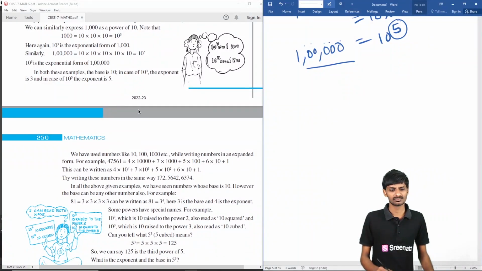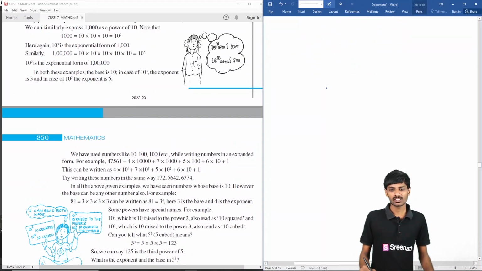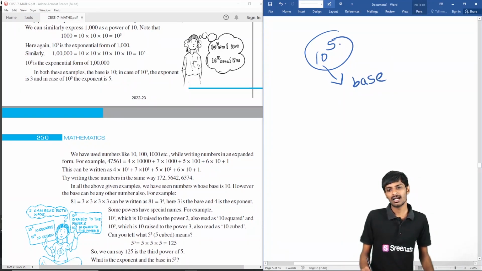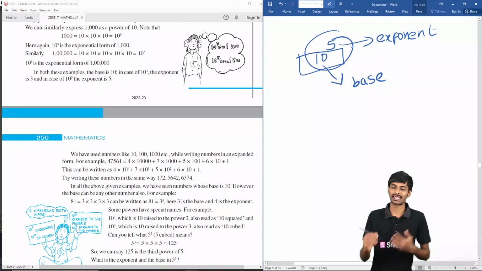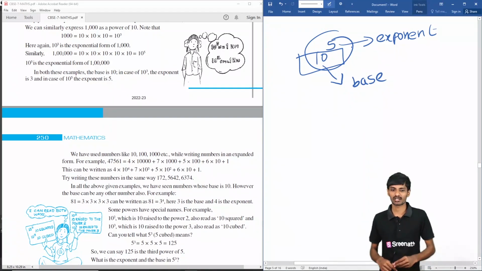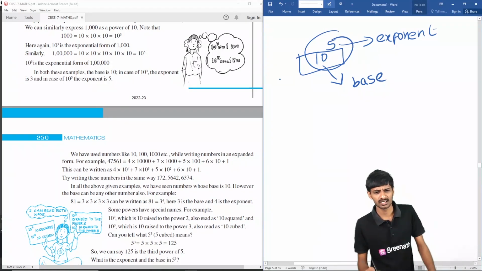And in the case of 10 power 5 or whatever it may be, we call this 10 a base, and this we call an exponent or power. Okay. This is called the base, which is raised to some power, and it may be called the exponent or the power. Okay, students.